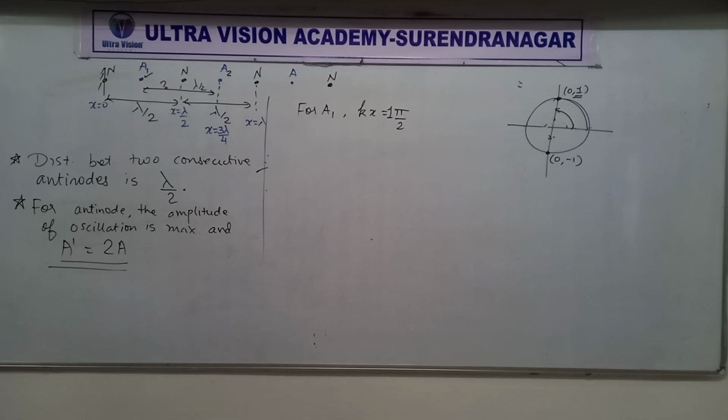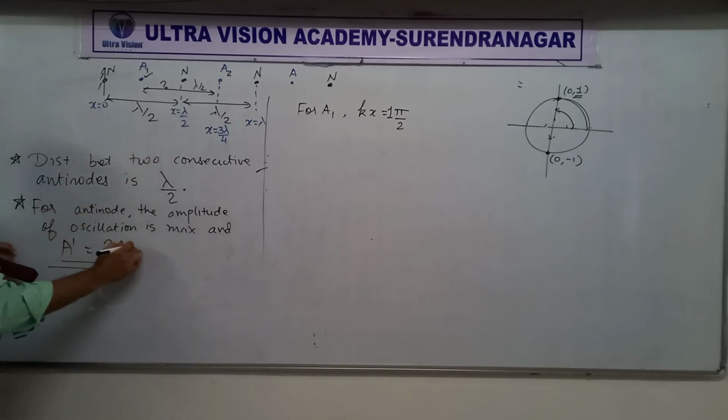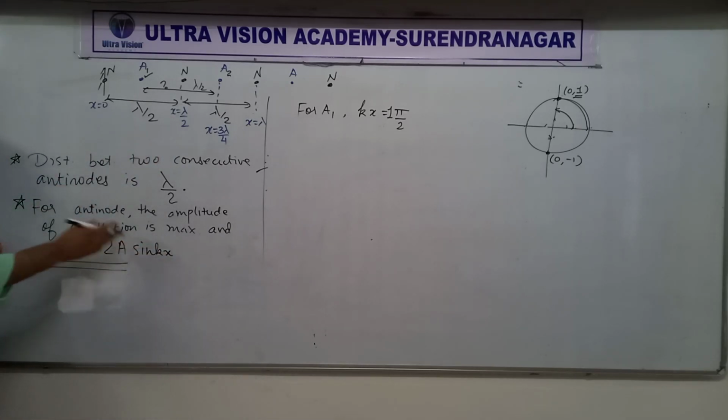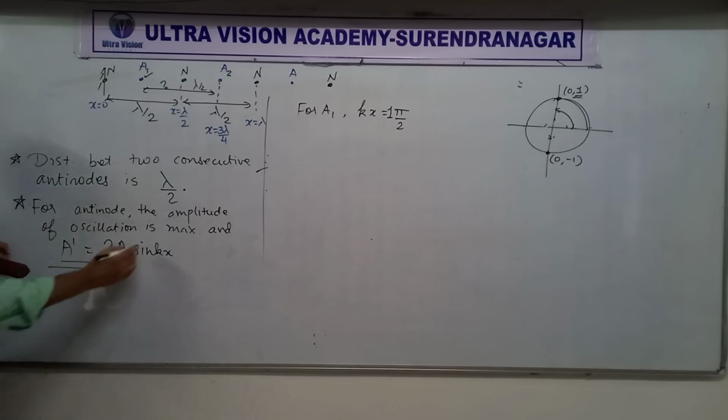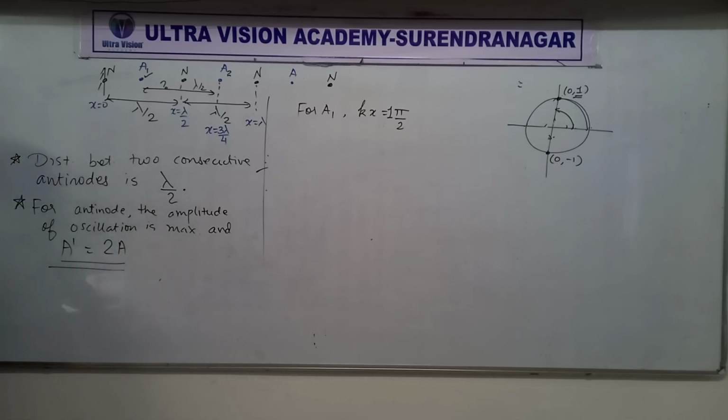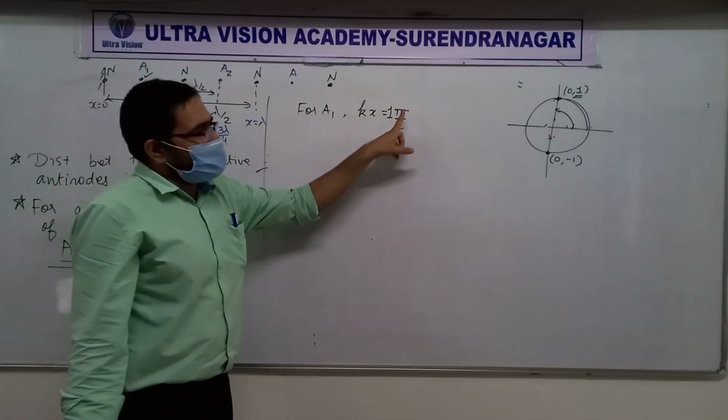2A is not clear? I am surprised. A dash is 2A sin kx, isn't it? Then what do you do? This sin kx we put maximum value 1. Then what do we get? I hope now it is clear. So for A1, kx is pi by 2.